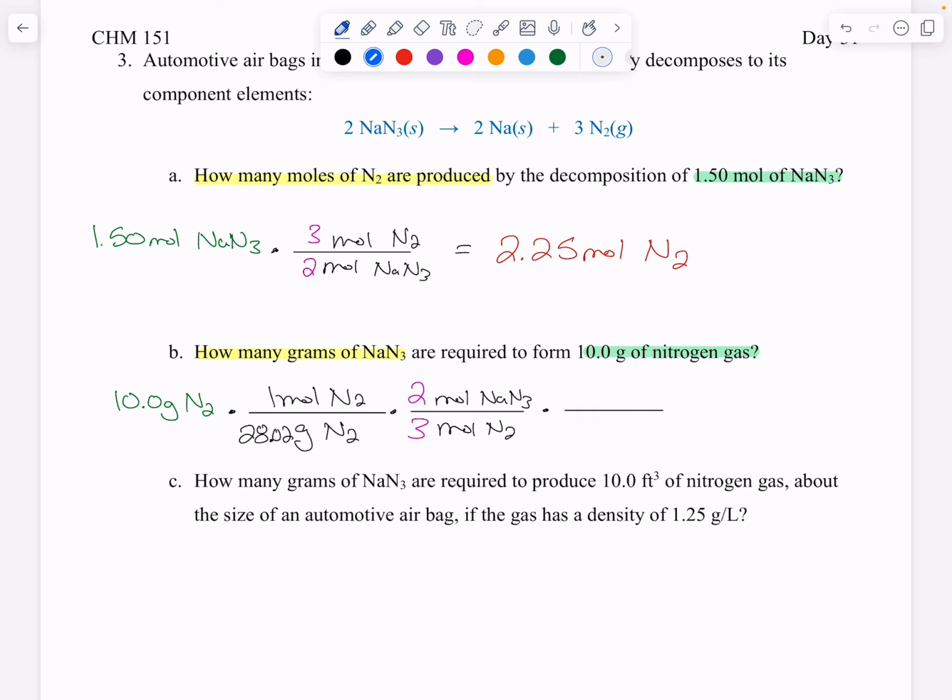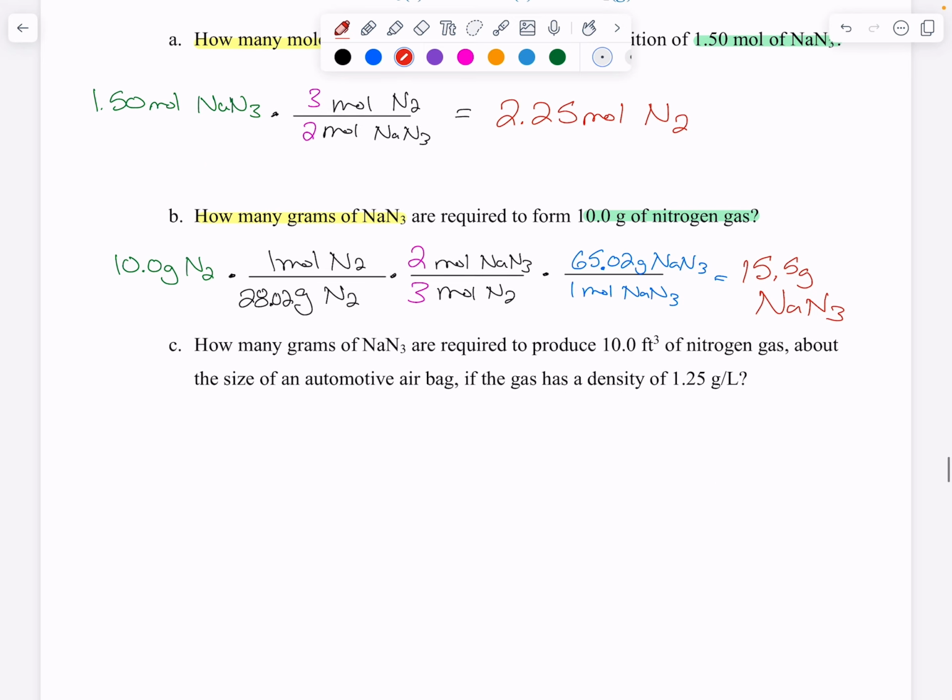So if we look at this, 1 mole of sodium azide is, I think it's 65.02. All right. Doing that math, I get 15.5. Again, hopefully you're getting the same thing. Hopefully this makes sense. Last one, and I like this one.